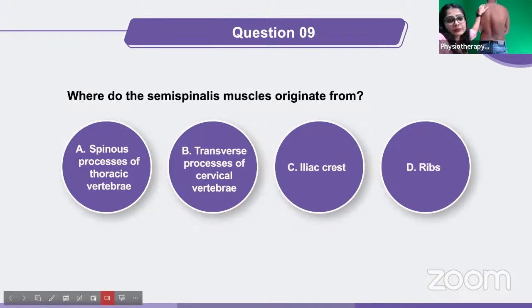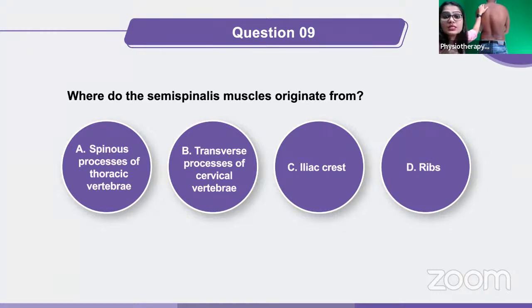Okay, question number 9. Where does the semispinalis muscle originate from? I have just told you the answer. It has origin from which part? Semispinalis originates from which part? See, it has attachment to both, but I have also told you where it originates and where it gets inserted.